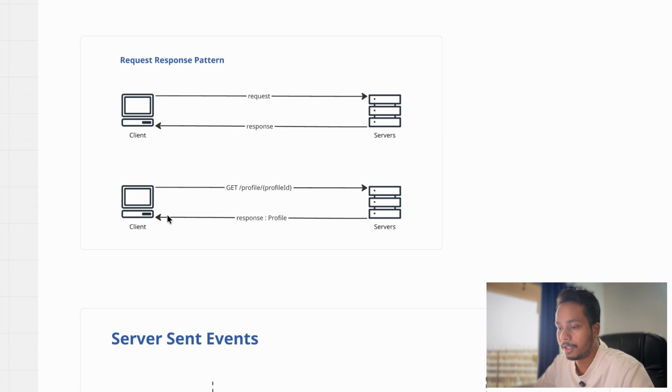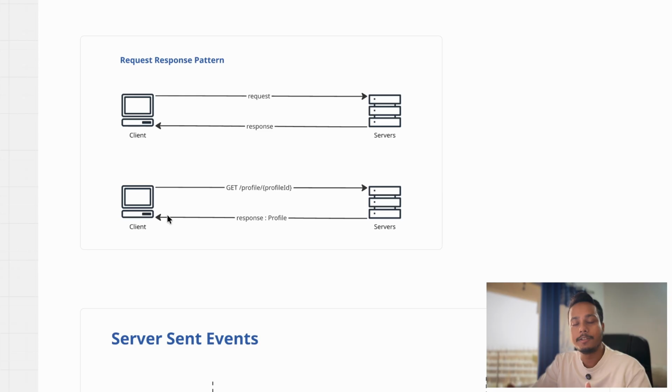For example, if you are building a social media website and you want to show the profile of the user, you will use some API like /profile/profileID, and you will send a GET request with a particular profile ID. Then your server will get the data for that profile ID, and it will respond to the client with the profile data. And that is how a request response cycle completes.